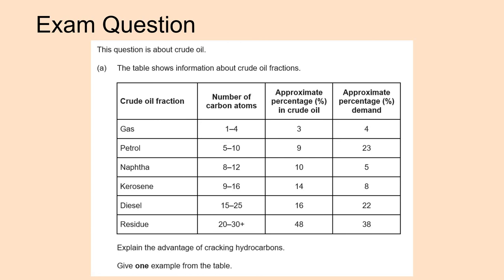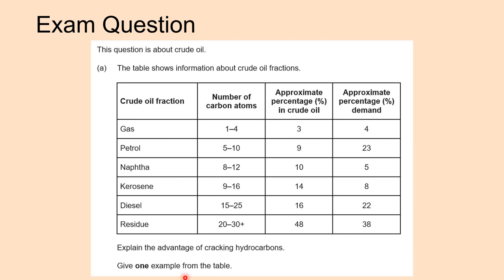For the final mark, we needed to give an example of a molecule that could be cracked. So, an example would be the cracking of residue, which makes up 48% of crude oil, but is only 38% of our overall demand, would allow us to produce more petrol, which makes up only 9% of the crude oil, but our demand for it is 23%.